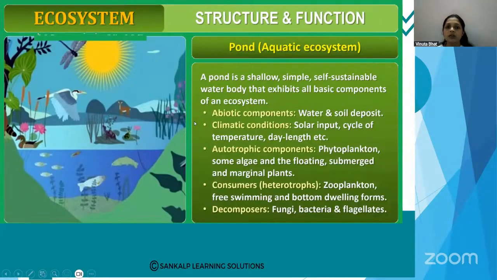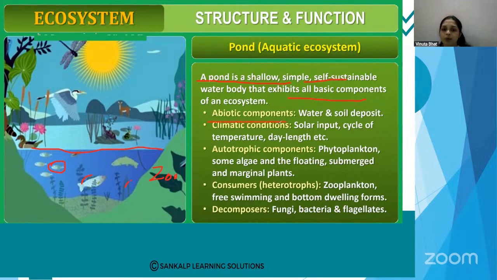If you consider a pond ecosystem, just consider a pond ecosystem. In a pond ecosystem, you can find mainly water and living organisms present in water, like small fishes you can observe, and small algae also, and zooplankton, that are small organisms, also you can observe. So a pond is a shallow, simple, self-sustainable water body that exhibits the basic components of the ecosystem.